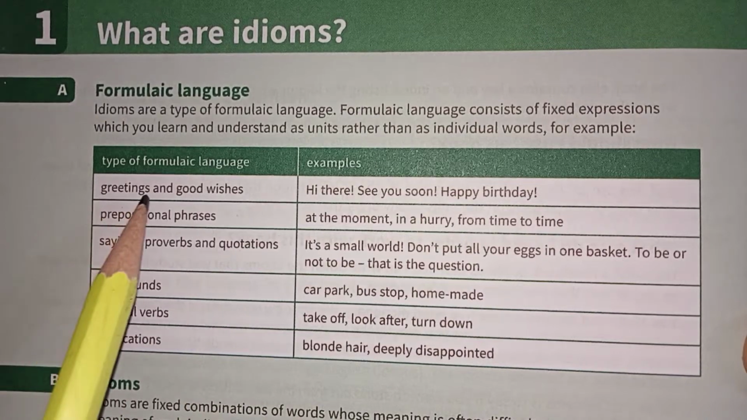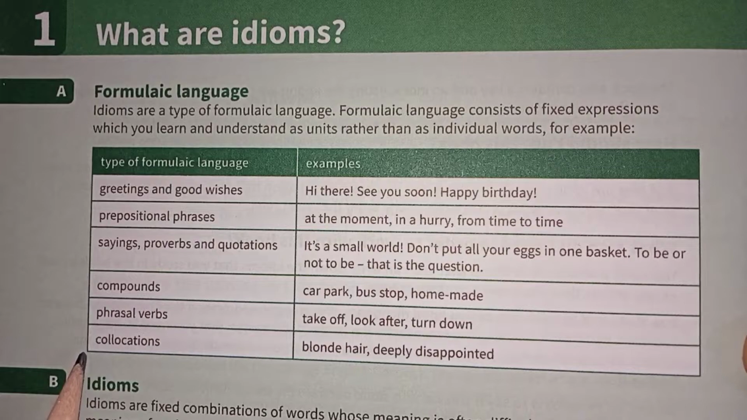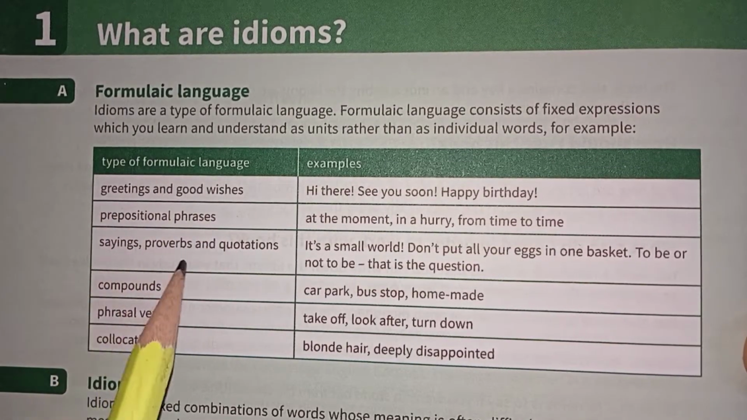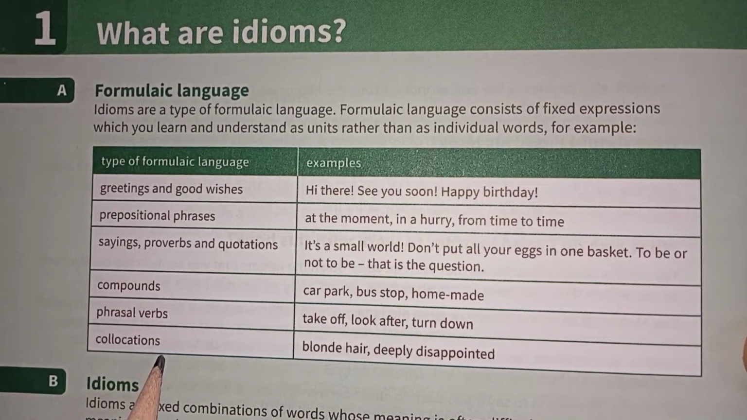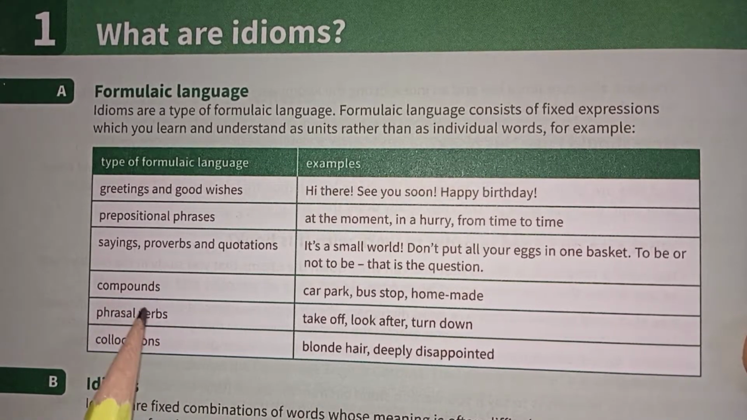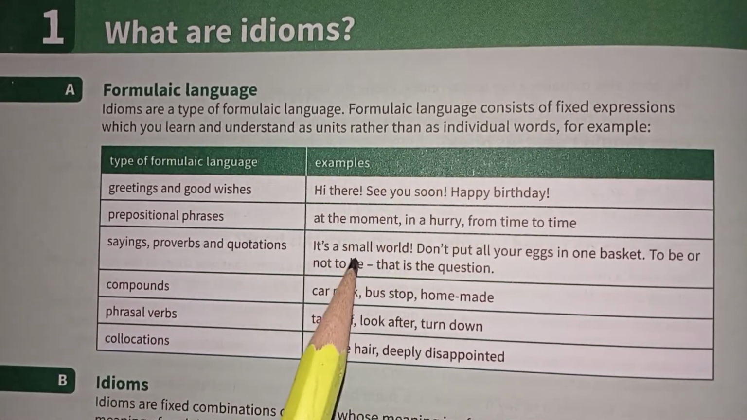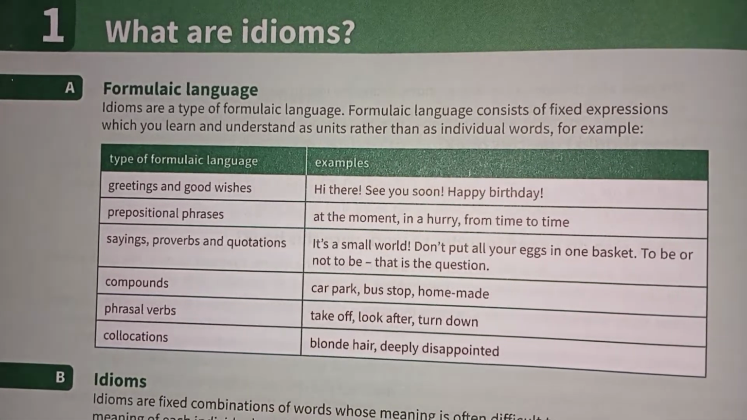So we have here formulaic language types 1, 2, 3, 4, 5, 6. First type is greetings and good wishes, prepositional phrases, sayings, proverbs and quotations, compounds, phrasal verbs, collocations. These all formulaic language are types of idioms. And I have also explained here in example sentences in this unit number 1. Now we'll try to do its exercises.